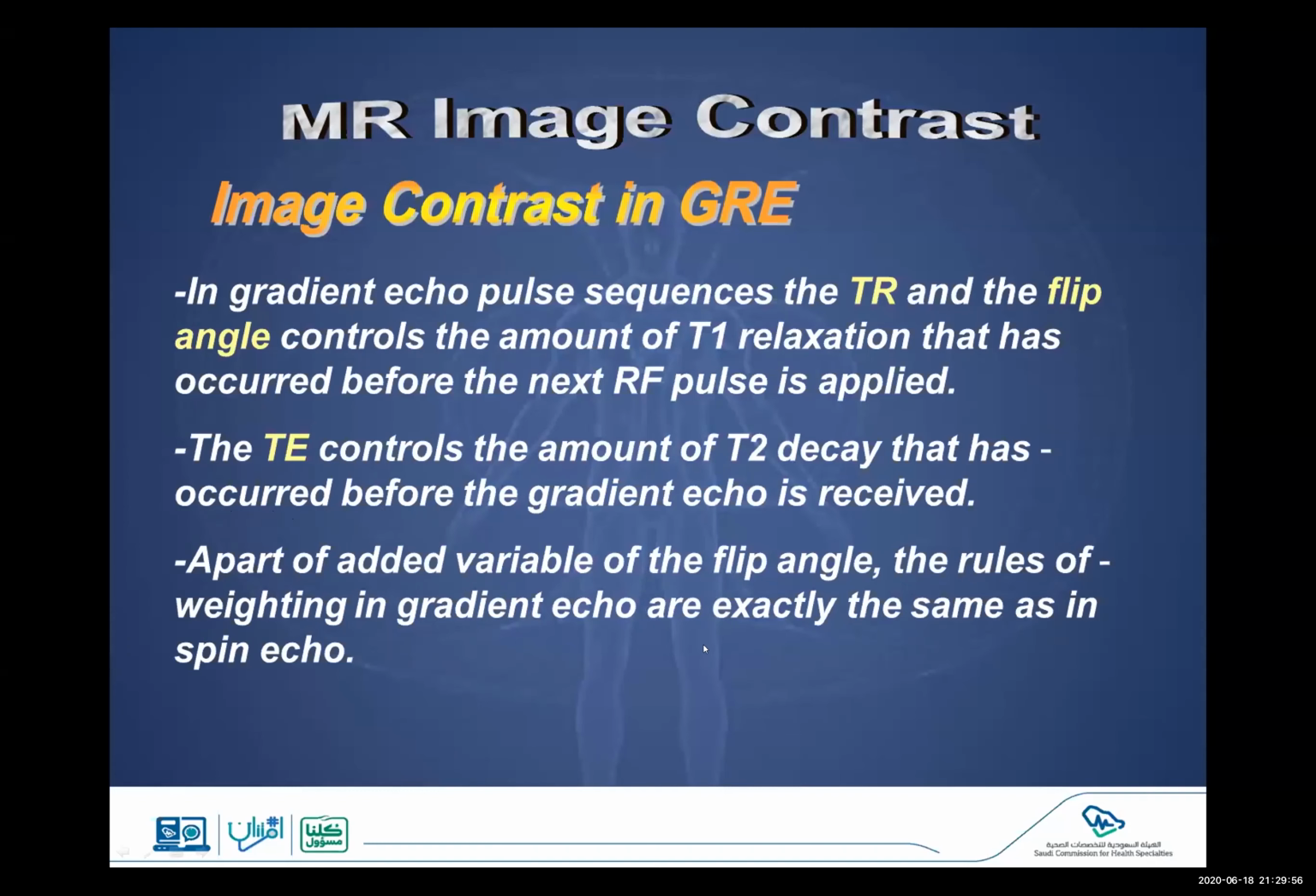So long TR, long TE, that means T2. Short TR and short TE is T1. Long TR and short TE is proton density, but now we have flip angle. Keep it in mind, flip angle is a distance. So to see which proton is recovering fast, I have to give a larger distance, meaning a larger flip angle.